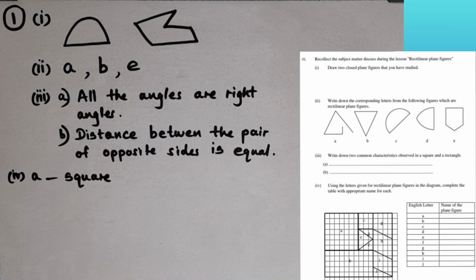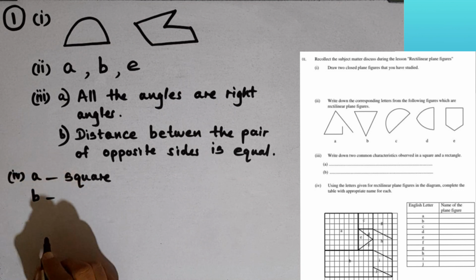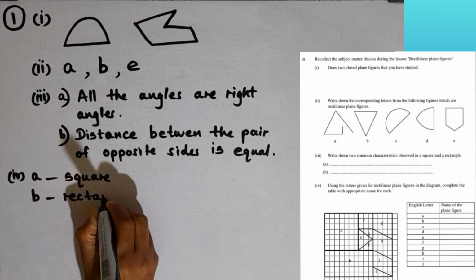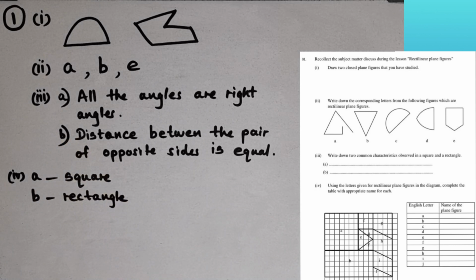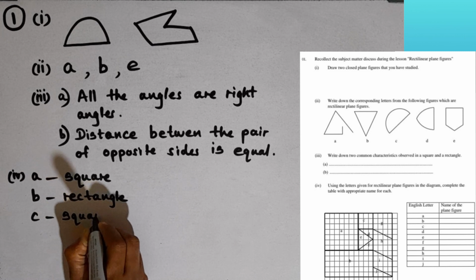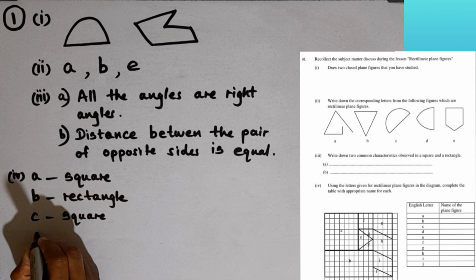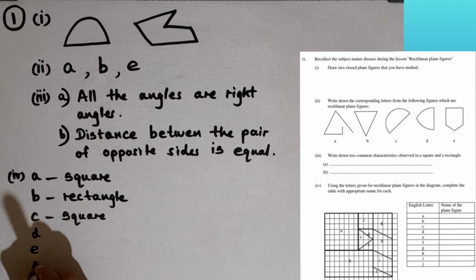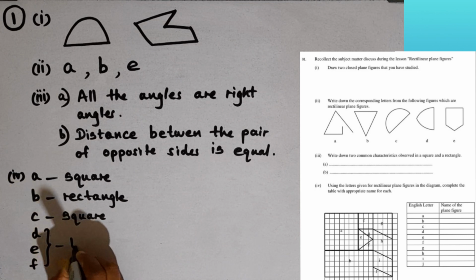Then B. B is a rectangle. As the opposite sides are not equal, that is a rectangle. Then C. C is a triangle. No, not C. C is also a square. C is in the above figure. C is also a square. Then D, E, F. D, E, F all are triangles.